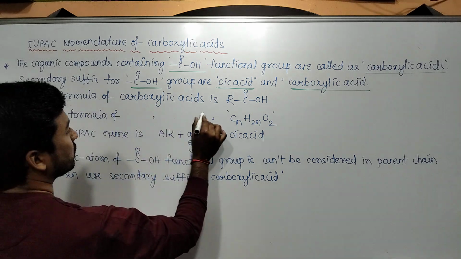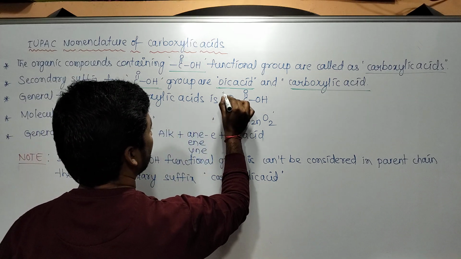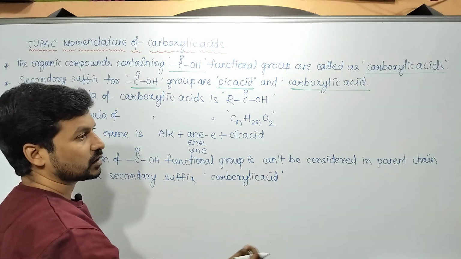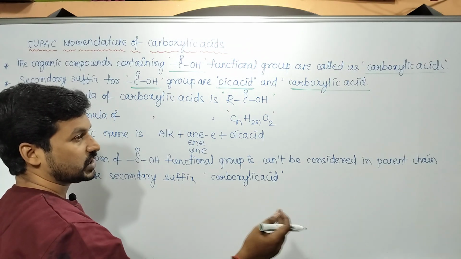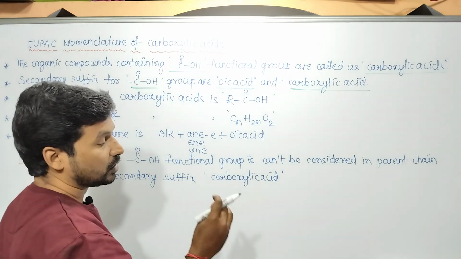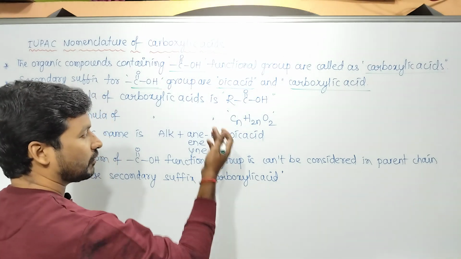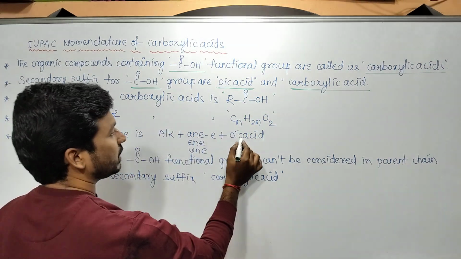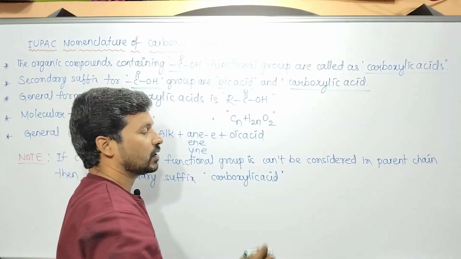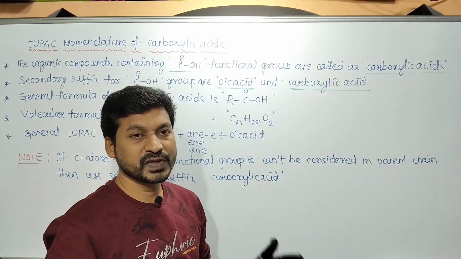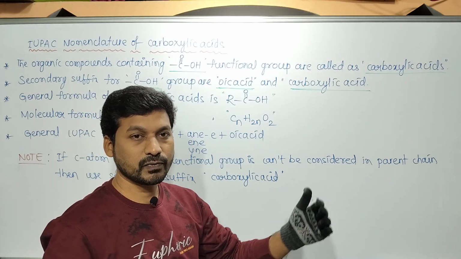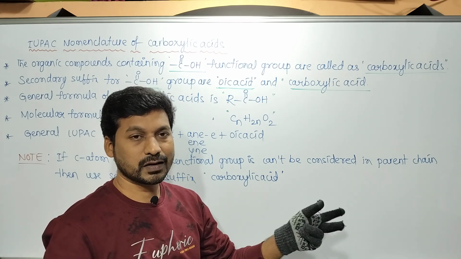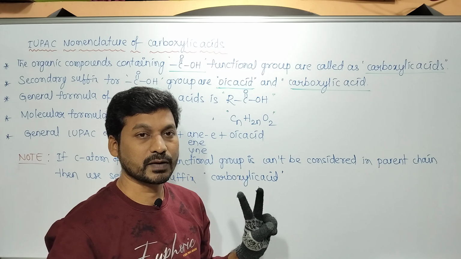The general formula for carboxylic acid is RCOOH. For alcohols, ROH. For ethers, ROR. For aldehydes, RCHO. For ketones, R-C double bond O-R. For carboxylic acids, RCOOH. The molecular formula of carboxylic acids is CnH2nO2. For alcohols, CnH2n+2O. For ethers also, CnH2n+2O. Alcohols and ethers both have the same molecular formula.